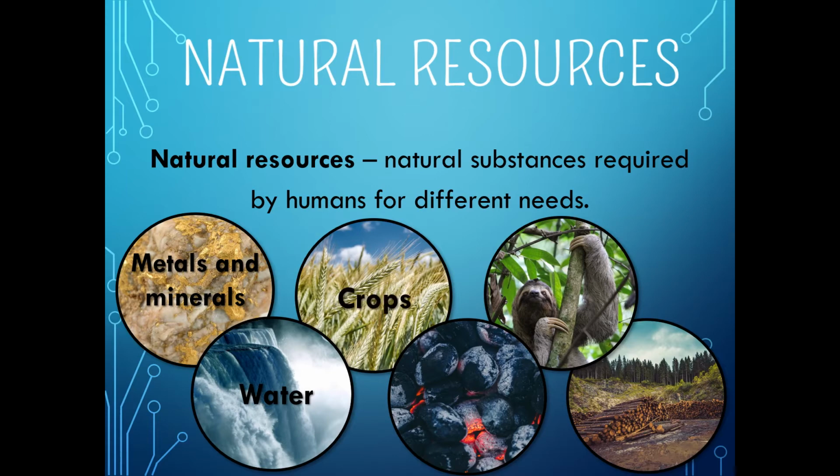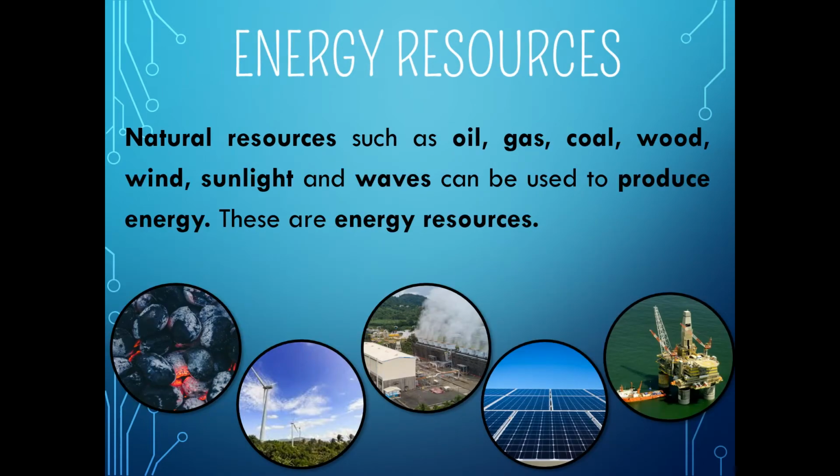Different natural resources occur in different countries and regions and are not spread equally. As a result, countries trade their natural resources to ensure that their needs can be met. Energy resources such as oil, gas, coal, wood, wind, waves, sunlight, and heat from the ground, or the geothermal, are types of natural resources. They can be used to produce heat and electricity.